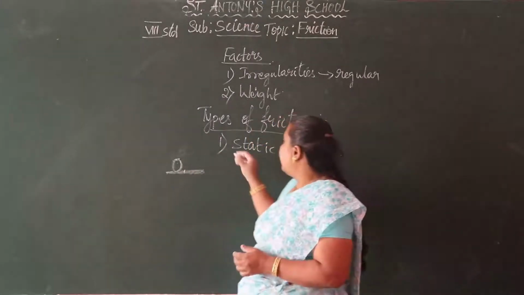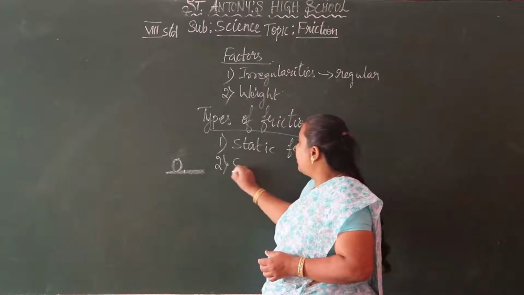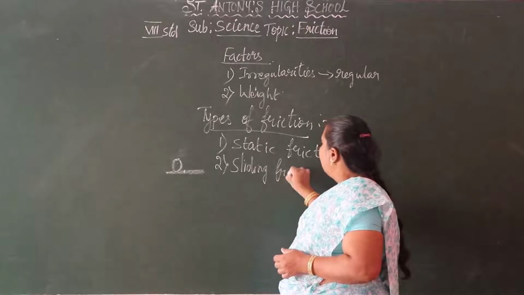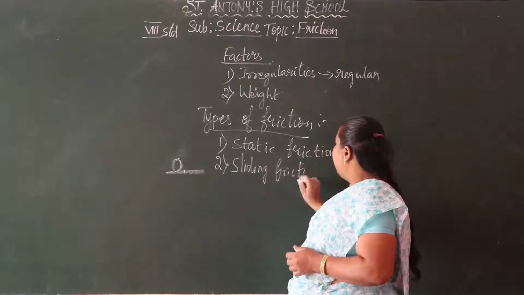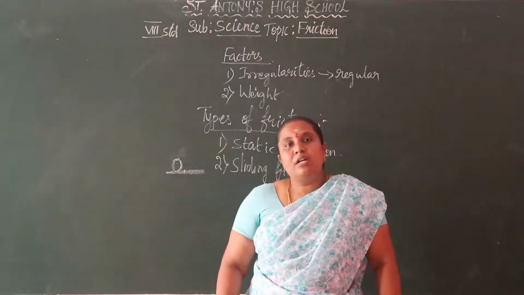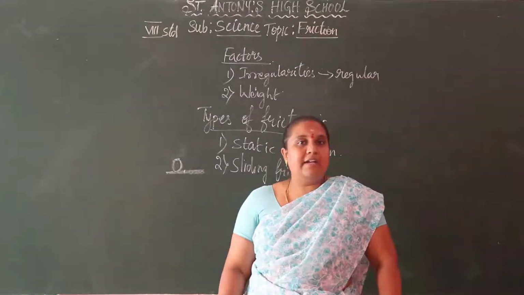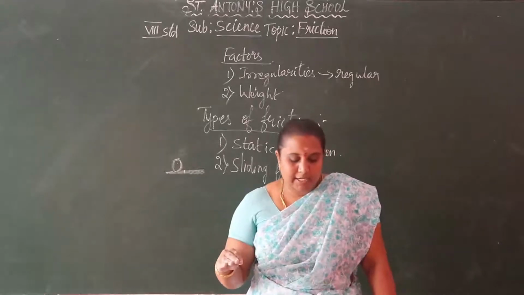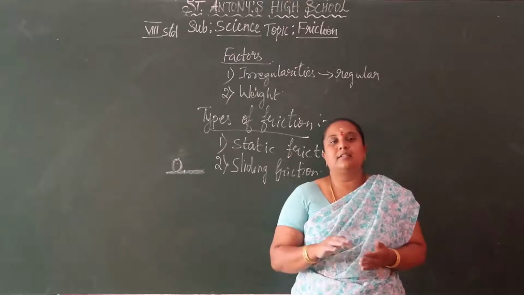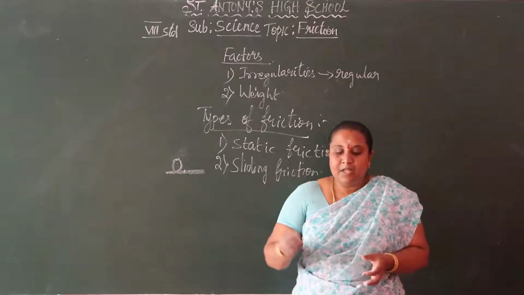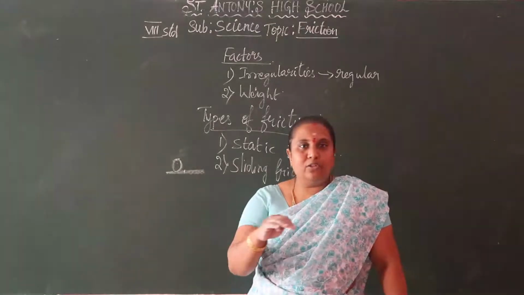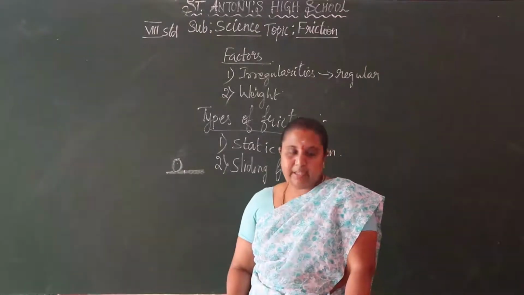Another type of friction is sliding friction. You all know, children, what is meant by sliding? We are playing on the slides now, so that friction we can say is sliding friction. An object is coming into contact with another object or place, and such a movement is called sliding.